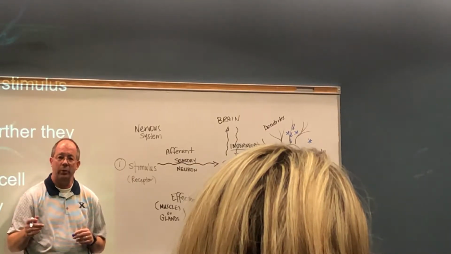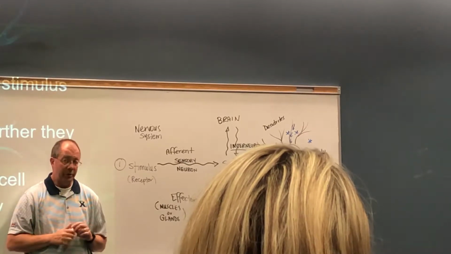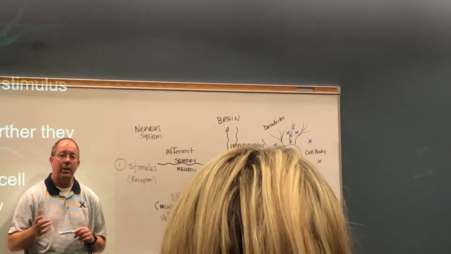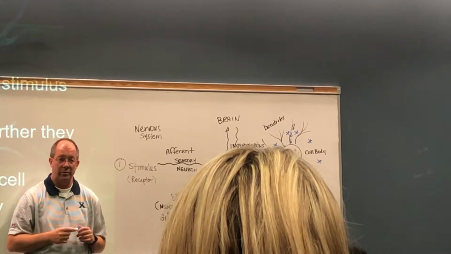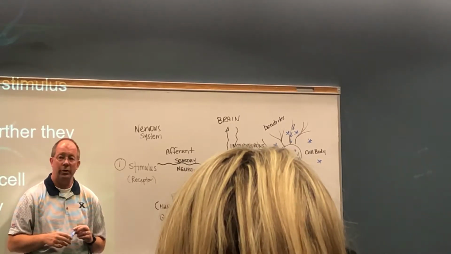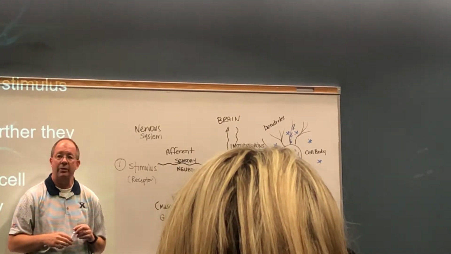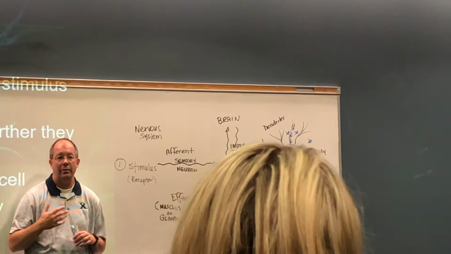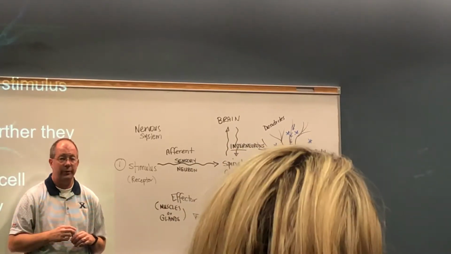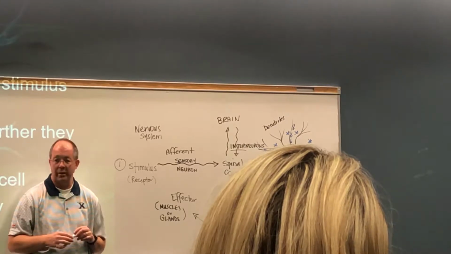Remember, they can be excitatory or they can be inhibitory. So at the trigger zone, here we go, it's like a democracy. Majority wins. If there are more excitatory neurotransmitters or excitatory responses, then it's going to send an action potential. If there's more inhibitory, then it's not going to send.